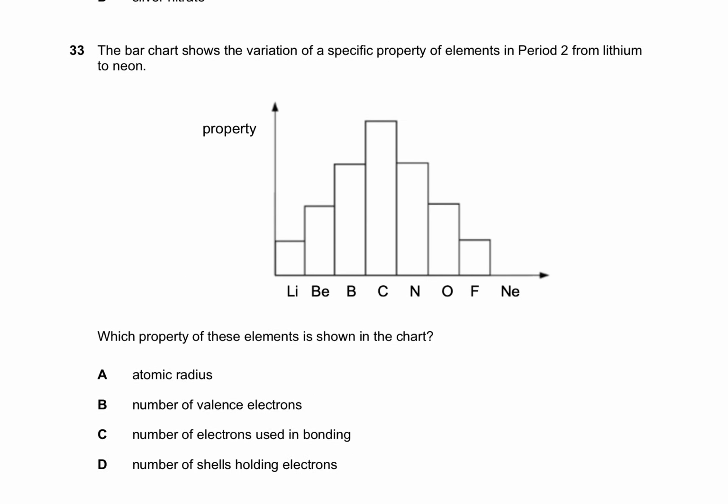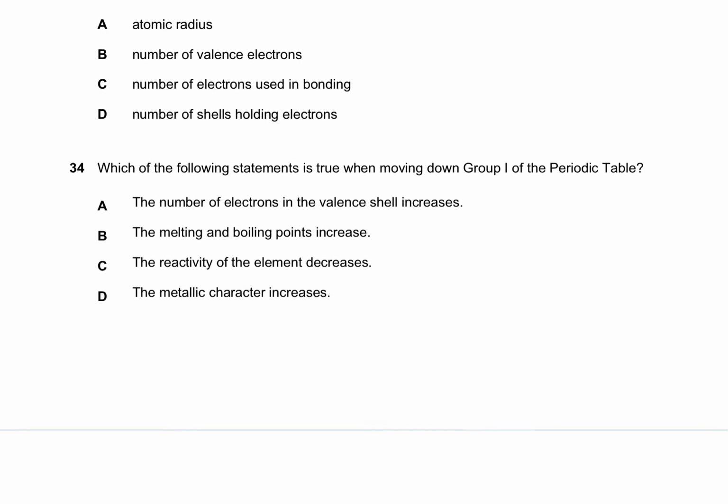Alright, next, 34. Going down group 1, which one is true? This should be a straightforward question, but I think there's a word that you all don't understand. So first one, number of electrons in valence shell increases. That's wrong because it always remains the same at 1 electron. Melting and boiling point increase. That is false because you all must know that going down group 1, boiling point decreases. Reactivity decreases. That's wrong because you all should know that going down group 1, reactivity increases.